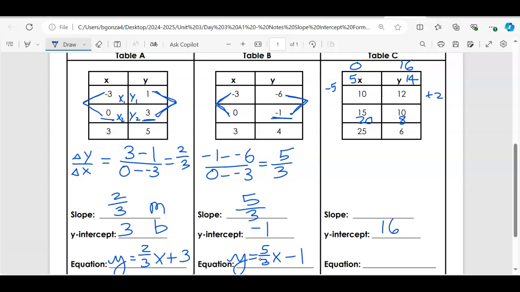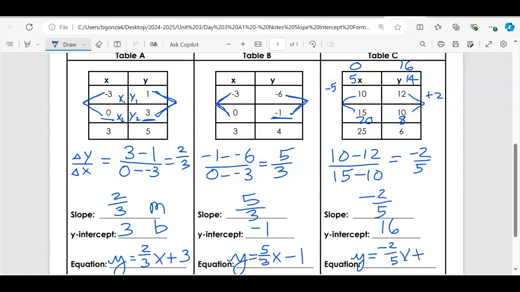But let's do the slope. Bottom minus top, bottom minus top. 10 minus 12, 15 minus 10. -2/5 is my slope. So my equation is negative 2 over 5x plus 16.